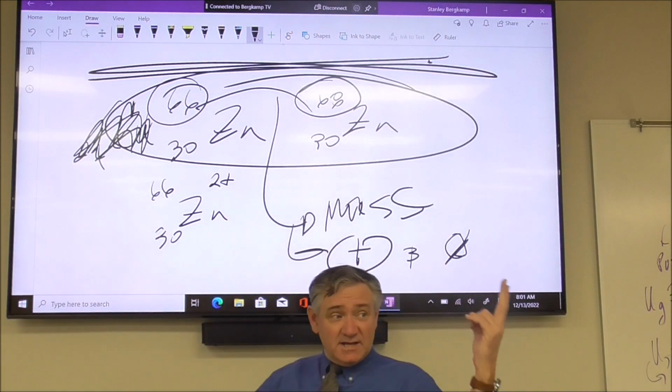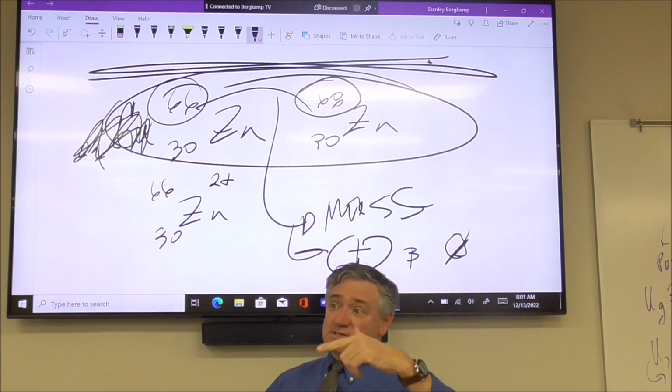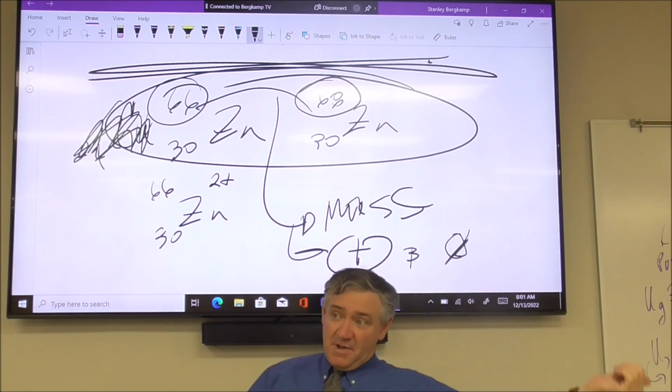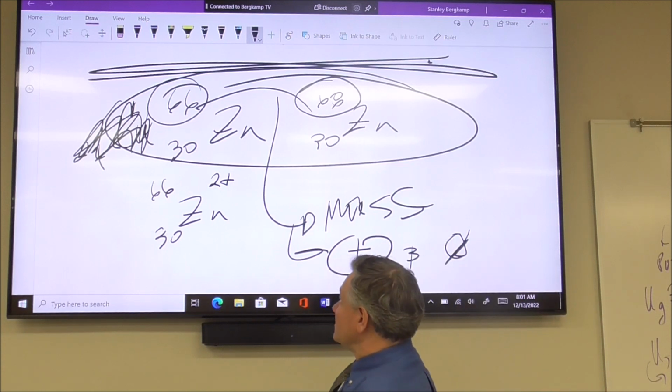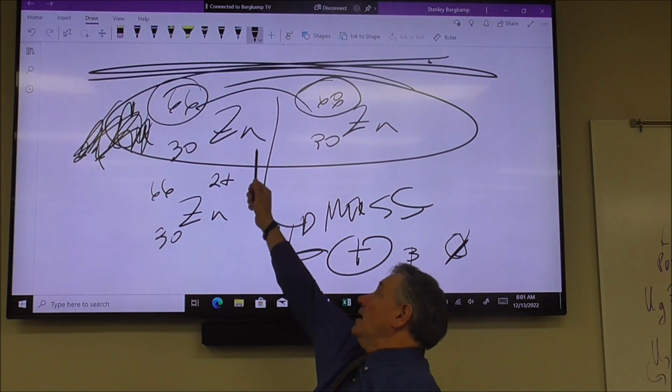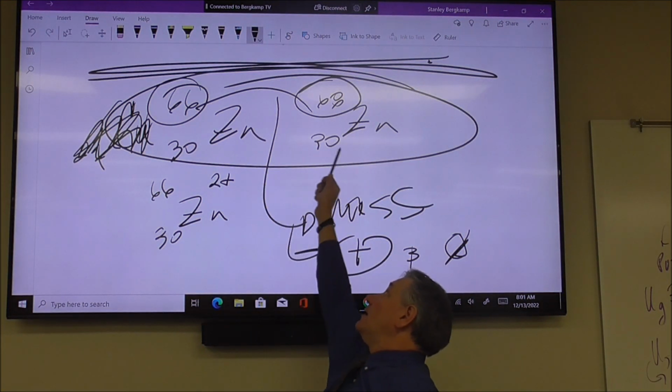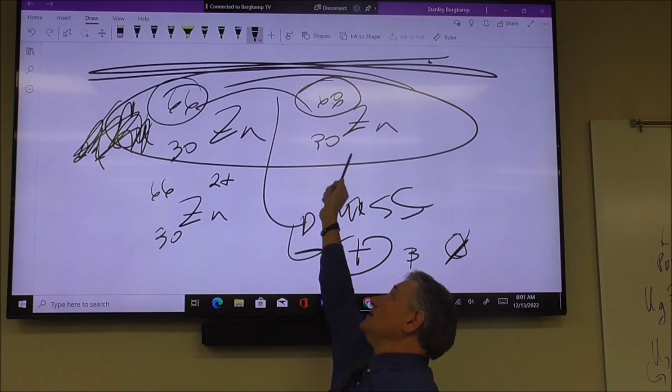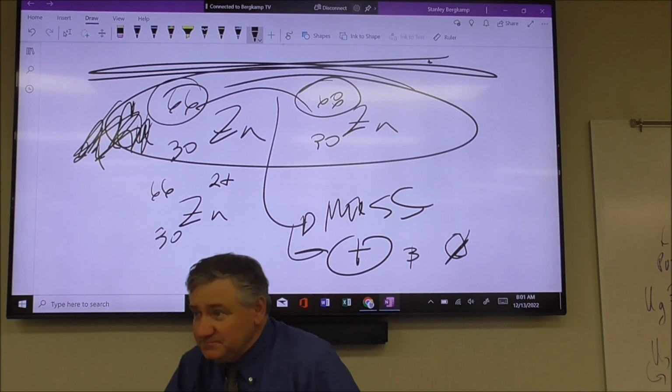Okay? So these are isotopes. Remember, isotopes have the same atomic number, different mass numbers. So these two are isotopes of each other. Addie, how many electrons are in each one of those atoms?